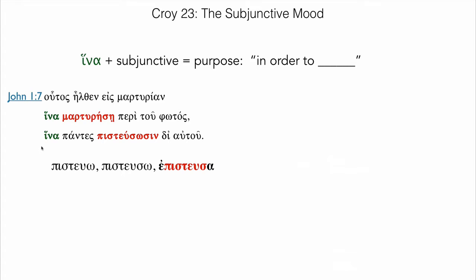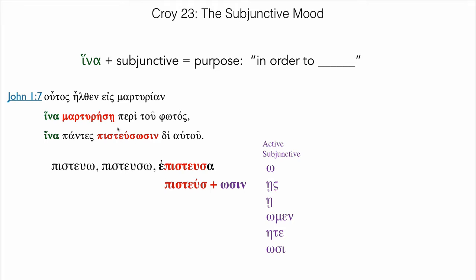Let's look at our next phrase, hina pantes pisteusōsin, in order that all might believe through him. In this case, we have pisteuō, pisteusō, episteusa. And again, we're going to get rid of the temporal augment and get rid of the conjugated ending. Our aorist stem is pisteus, and we're going to add our third person plural active subjunctive ending, ōsi, with a movable nu: in order that they might believe.